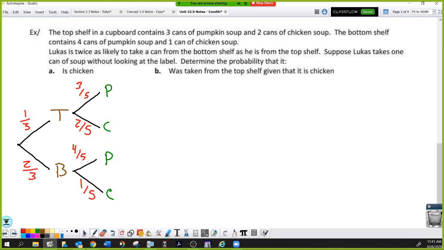Cool. Let's do part A. Part A. Probability of chicken. I'm going to use a highlighter, but I will be erasing my highlighters as I go. Actually, I don't know if I'll be able to erase my highlighters very easily. Let me do something real quick.